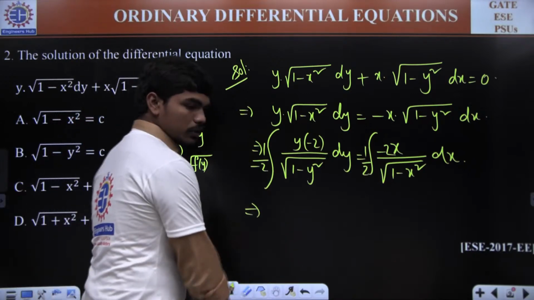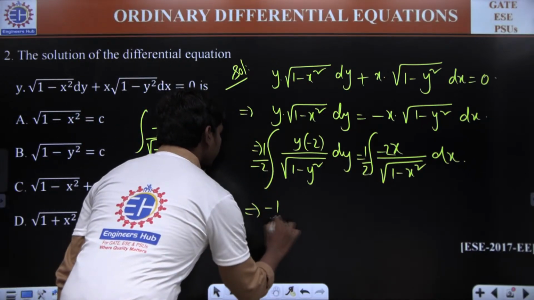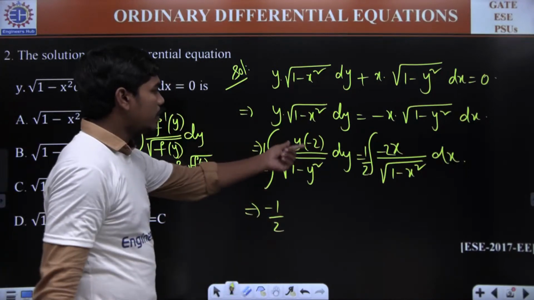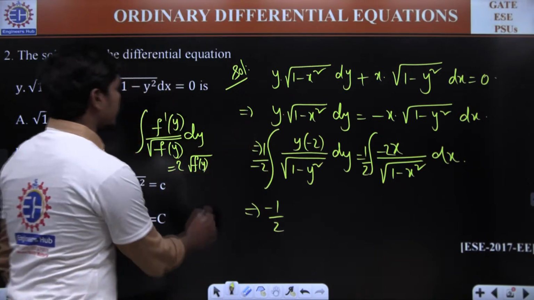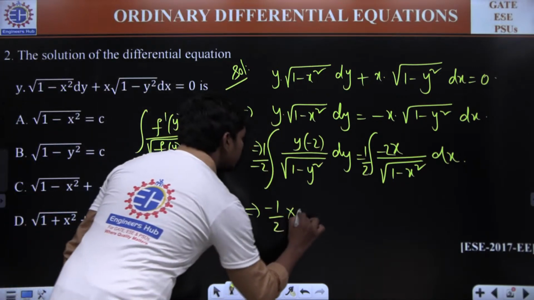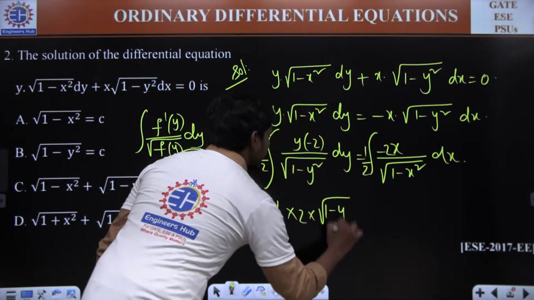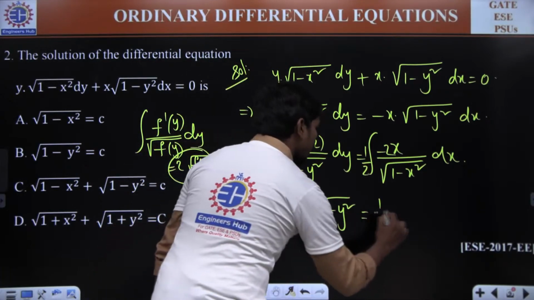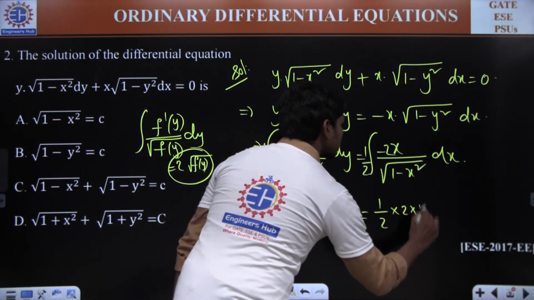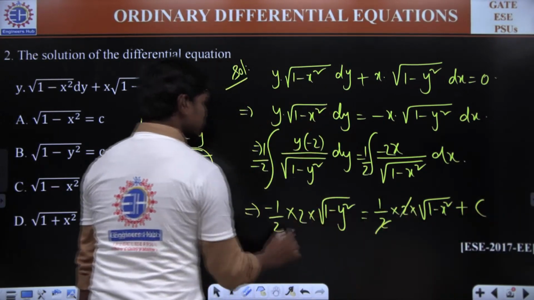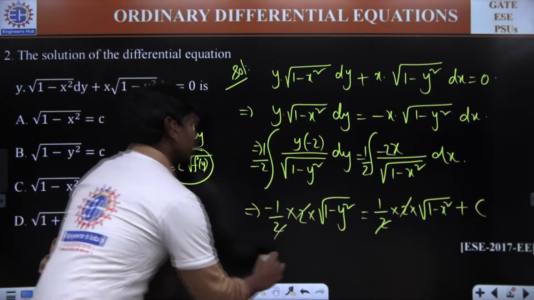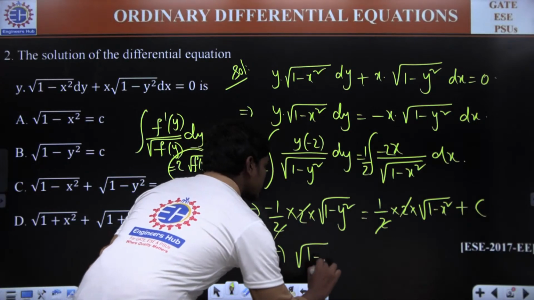Yes. So now if I do this, I get minus 1 by 2 outside of this integration, and minus 2y, which is the derivative of this 1 minus y square, and as per this result the integration gives me 2 times root of 1 minus y square. And this is also equal to 1 by 2 into 2 times root of 1 minus x square plus constant, since you have already indicated. Now this 2 gets cancelled and of course you will be getting square root of 1 minus x square.